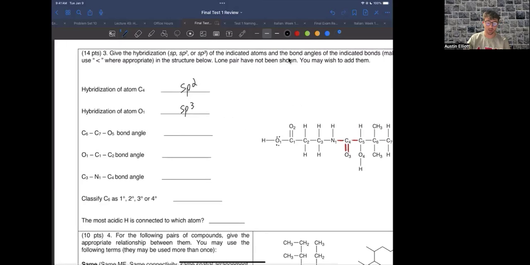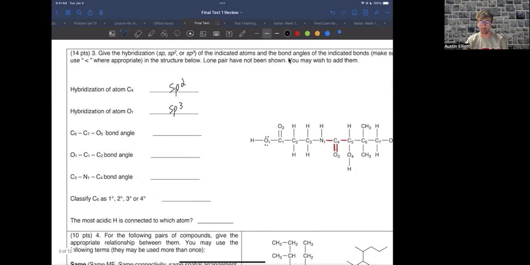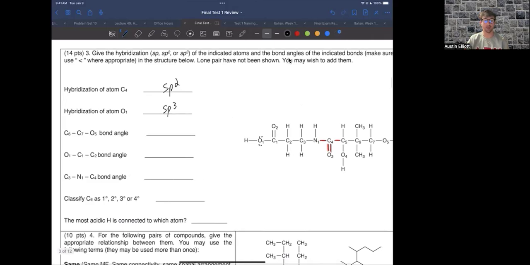Moving on to the C6, C7, O5 bond angle. The atom we're actually looking at is the C7 atom when we're looking at the bond angle. So that atom is bonded to 4 different atoms. So that's going to be tetrahedral, which is 109.5 degrees. Now looking at our O1, C1, C2, so that's right here. That's bonded to 3 groups, no lone pairs. So we know that that is trigonal planar and is 120 degrees.